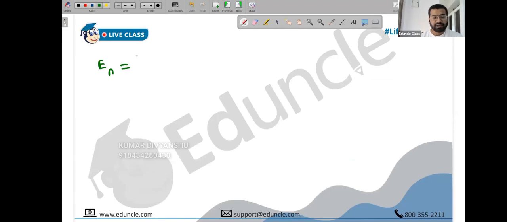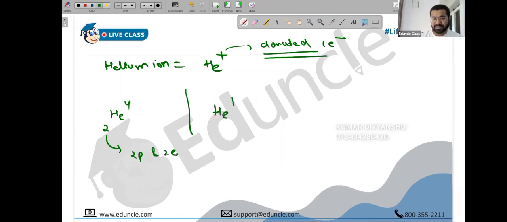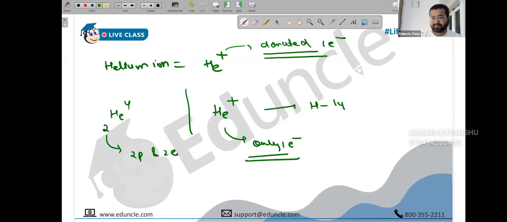So people, energy for a hydrogen-like atom. When you write helium ion, that's basically He plus, people. It means it has donated 1 electron. Helium is written as 4He2, with 2 protons and 2 electrons. But if it has donated 1 electron, when you write He plus, it only has 1 electron now. Only 1 electron.